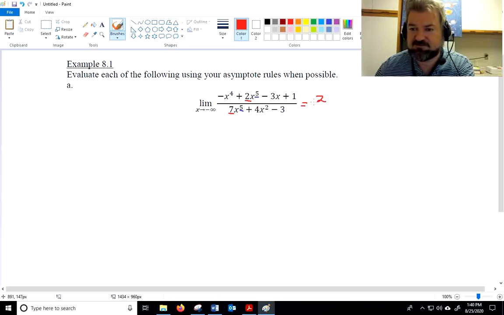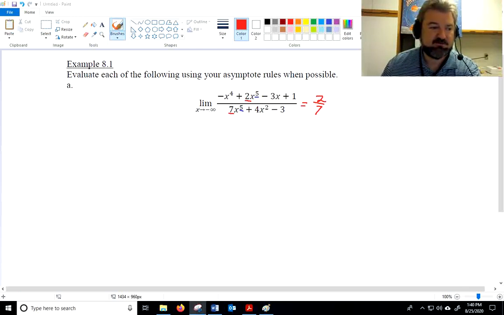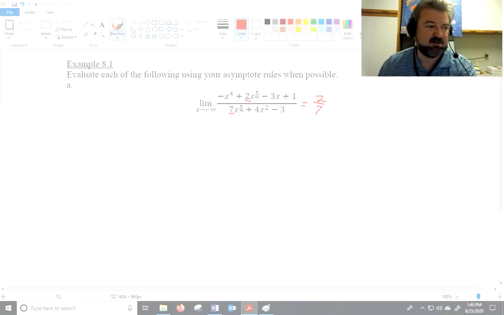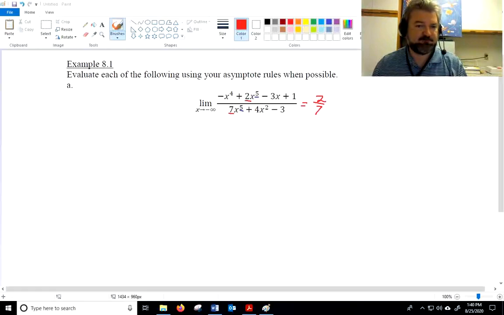So our horizontal asymptote is 2/7, and that's going to be the horizontal asymptote towards the right and towards the left, because there's only going to be one of them with a rational function, one of them at most. So the fact that this limit is as x approaches negative infinity is really inconsequential, because I know that's the limit towards both positive and negative infinity. All right, let's take a look at another one.